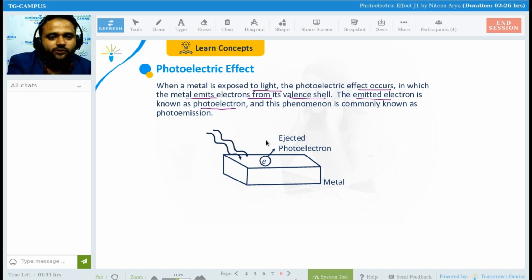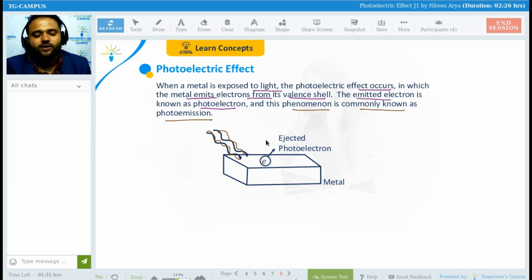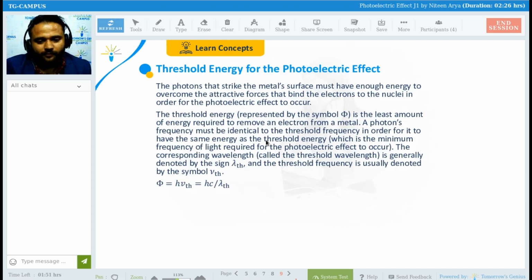Okay, so simple thing, as you can see here, light is incident in the form of waves, and this wave can eject a photoelectron, and this ejected photoelectron is going to travel. That whole phenomenon is commonly known as photoemission, and the whole process is known as the photoelectric effect. So what is threshold energy for the photoelectric effect? This threshold energy is basically the minimum energy to make a valence electron free, as simple as that.